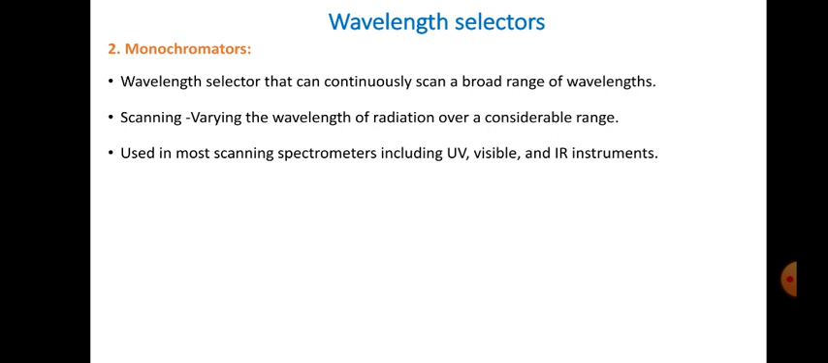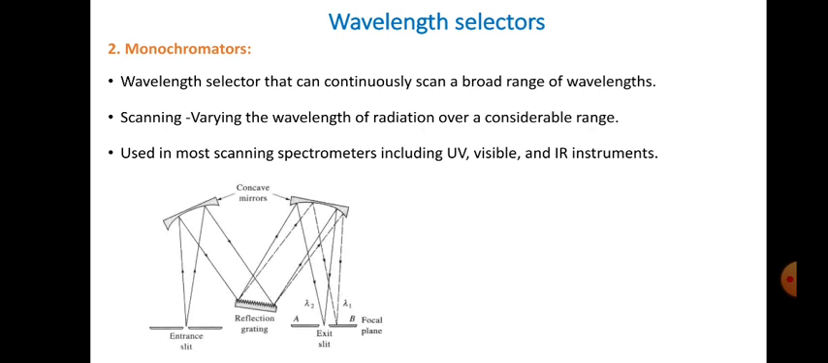So you can start with 700 and you can end up with 200 nanometer, right, and then you will get a UV spectrum where you can easily find out where you are observing a maximum absorbance, and then you can intercept on the x axis the corresponding wavelength, which we refer to as lambda max, okay. So scanning means varying the wavelength of radiation over the considerable range which you require, and this is used in most scanning colorimeters and spectrophotometers, including UV, visible and IR spectrophotometers.